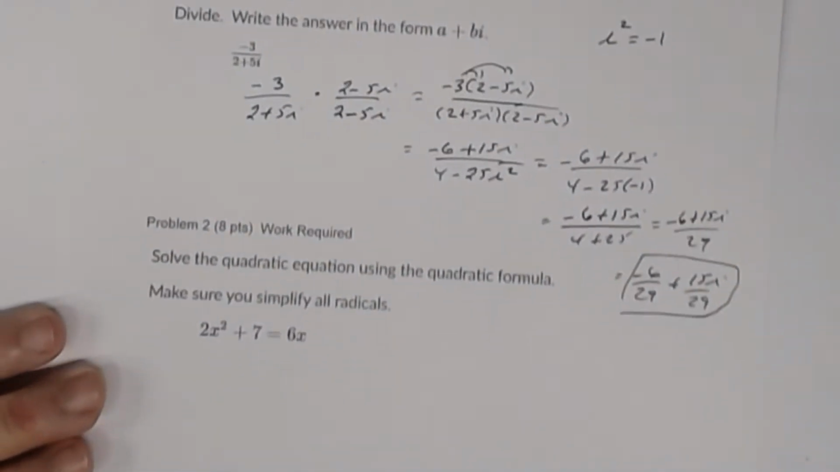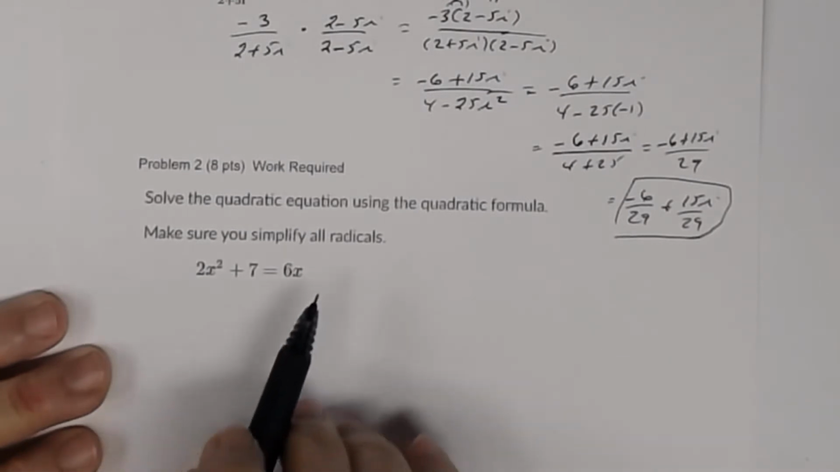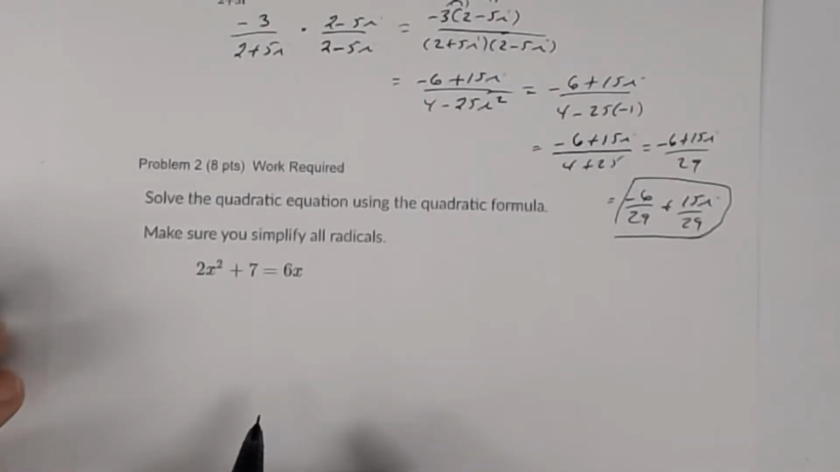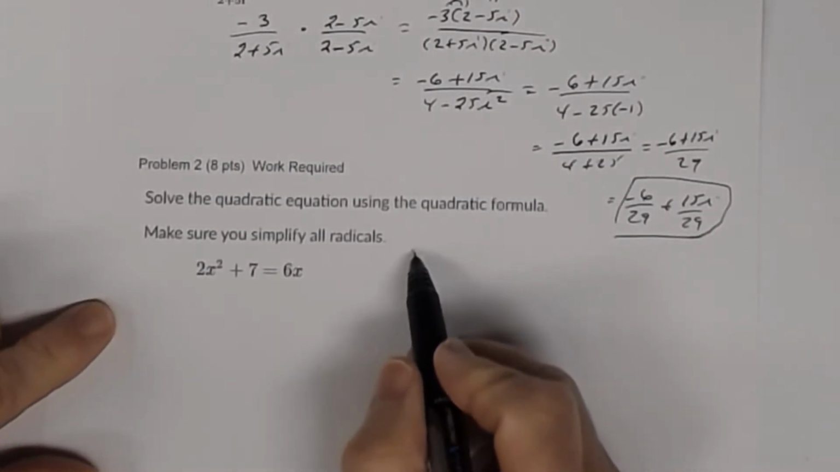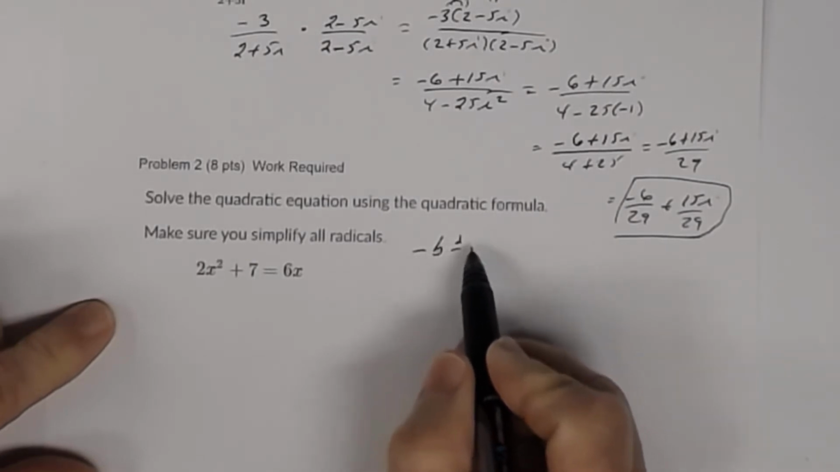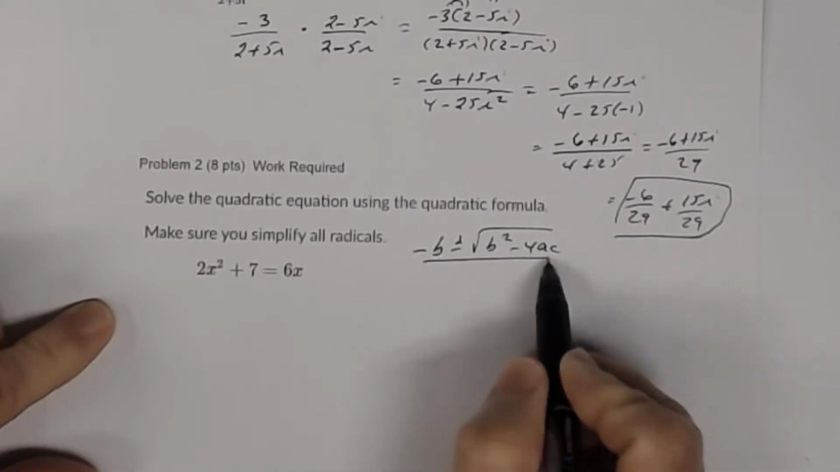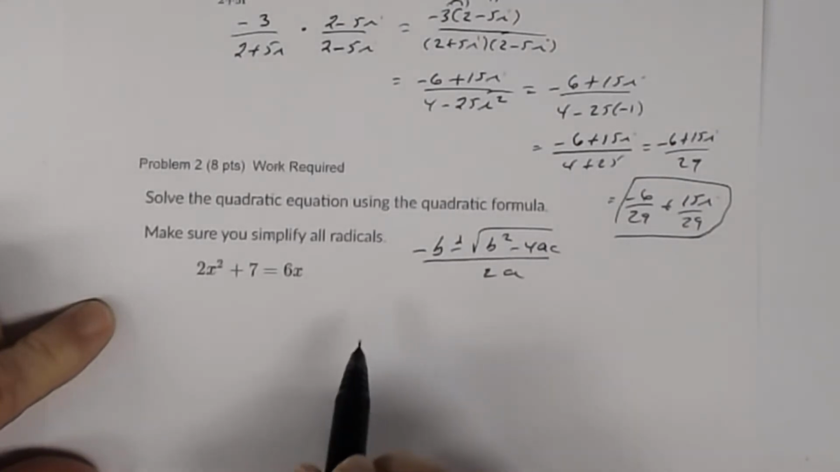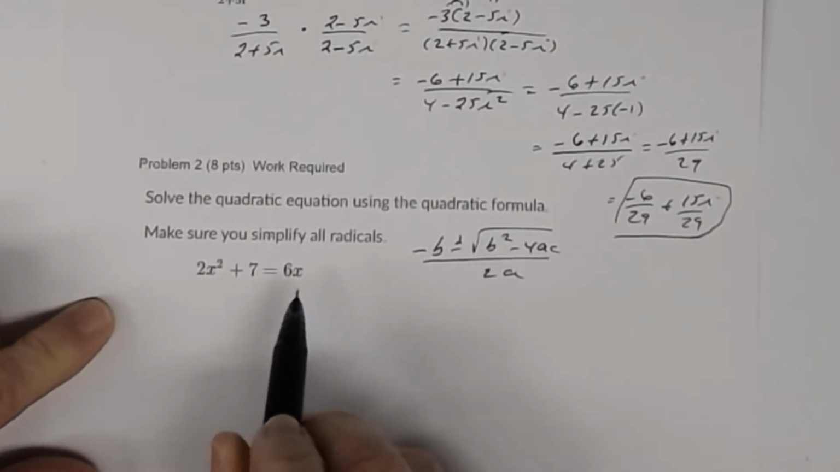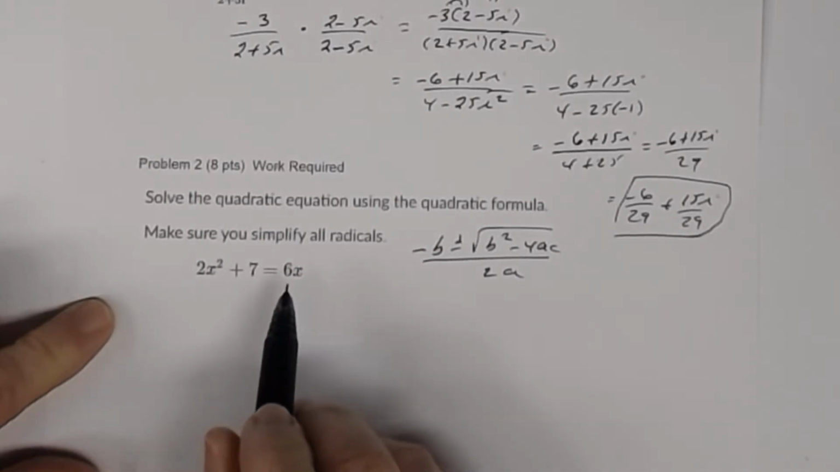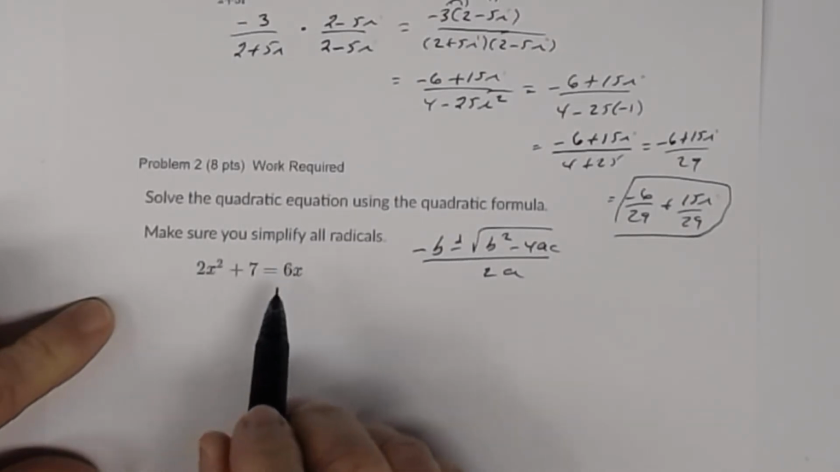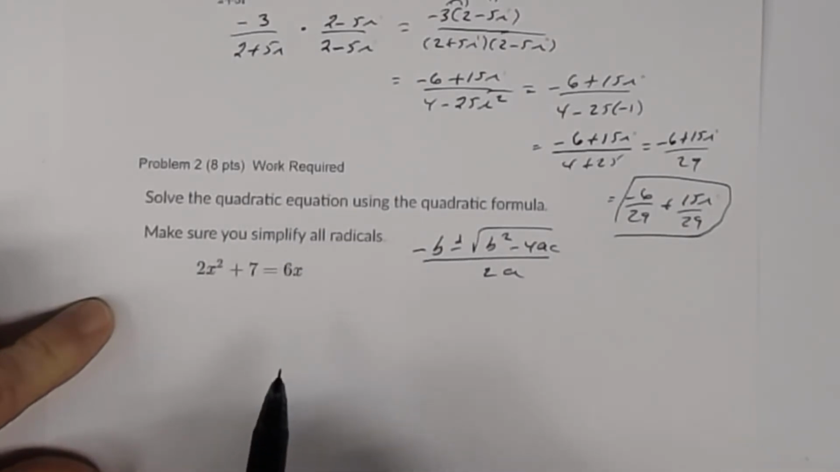Okay, number 2, you want to solve this quadratic equation using the quadratic formula. And so the quadratic formula, remember, is x equals the opposite of b plus or minus the square root of b squared minus 4ac, all of that divided by 2a. Before you use the quadratic formula, remember, you need to put this in standard form. So we have to bring the 6x to the other side. We need 0 on this side.